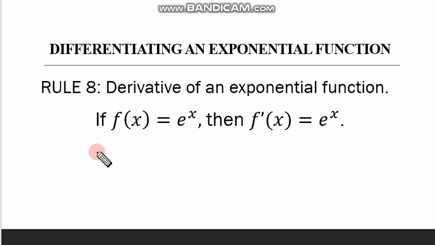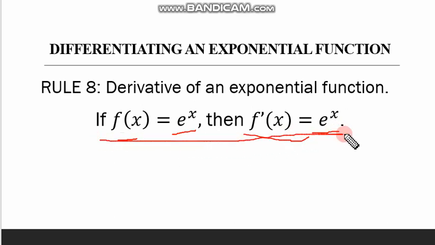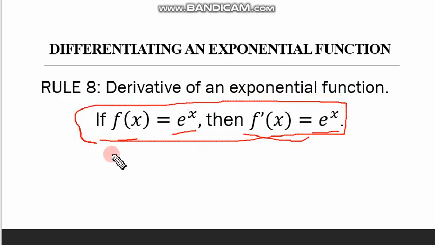So according to rule number 8, the derivative of an exponential function, if f of x is equal to e raised to x, then the derivative of that is e raised to x as well. Now there are so many rules, so many ways on how to get the exponential function which are available in the internet. But for this lesson, we will just be focused on this form of the exponential function, where e raised to x and its corresponding derivative is e raised to x as well.